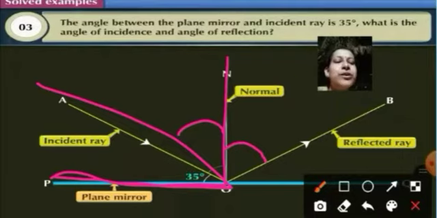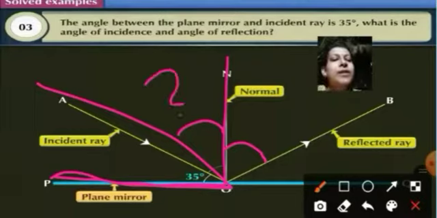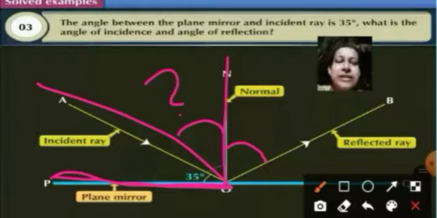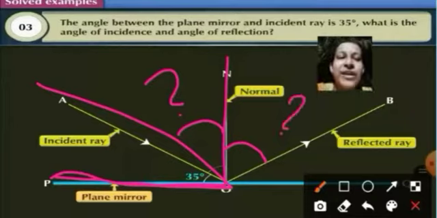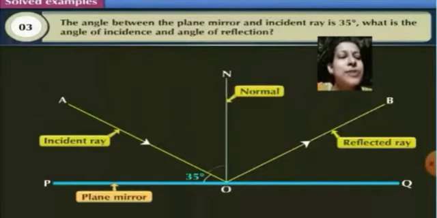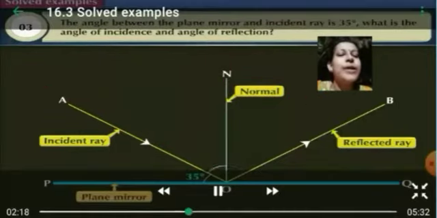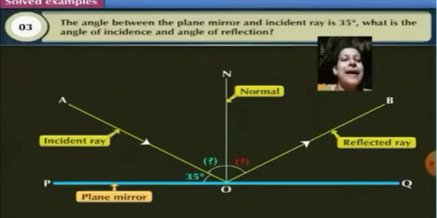What we have to do here is subtract 90 minus 35. Whatever answer we get will be the angle of incidence. When we know the angle of incidence, we can easily find out the angle of reflection also, because according to the law of reflection, angle I is equal to angle R. So isn't it easy, students? Let's see how it is done. Here you can see that we need to find out angle I and angle R.